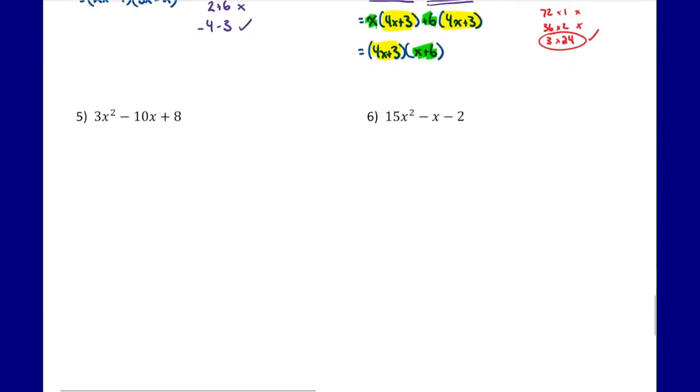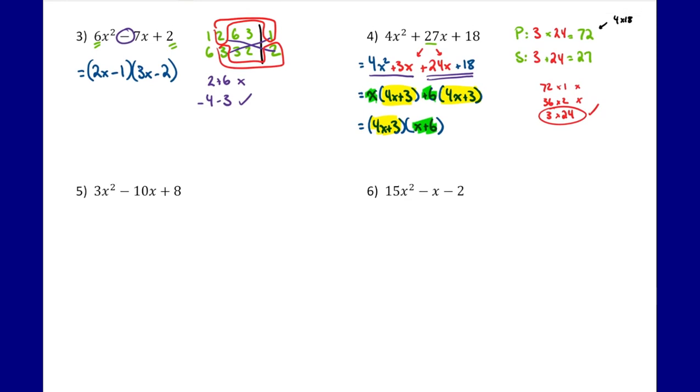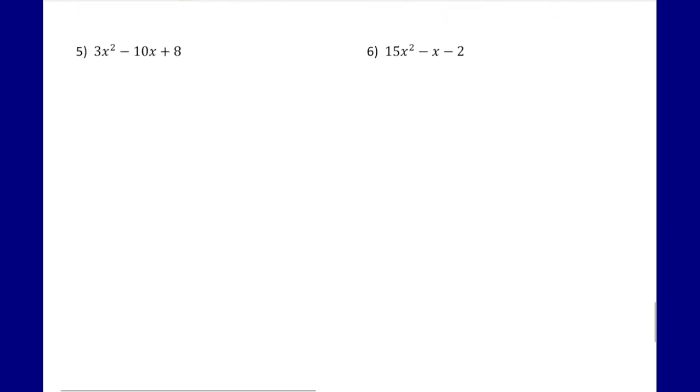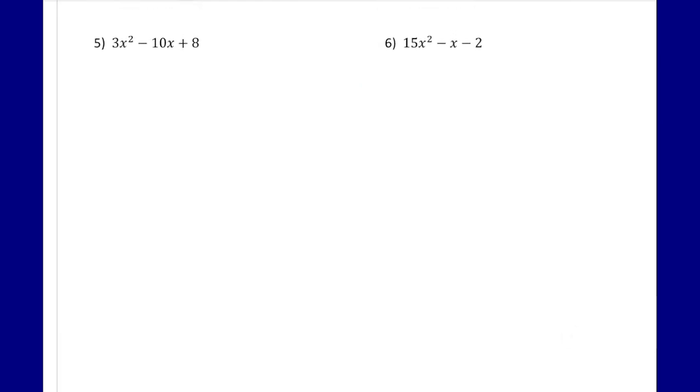We'll leave the last two. So try to factor the last two. Choose whichever method you wish. I'm going to let you pause the video and try these on your own. We'll come back with both ways of factoring, so we'll see both methods, and again, you get to choose which one you would like.